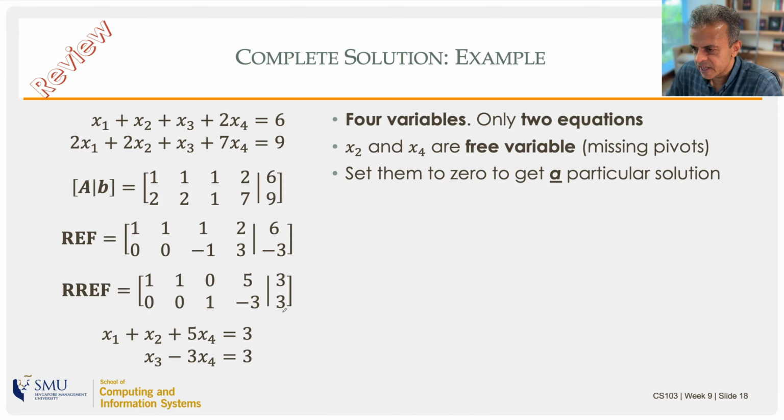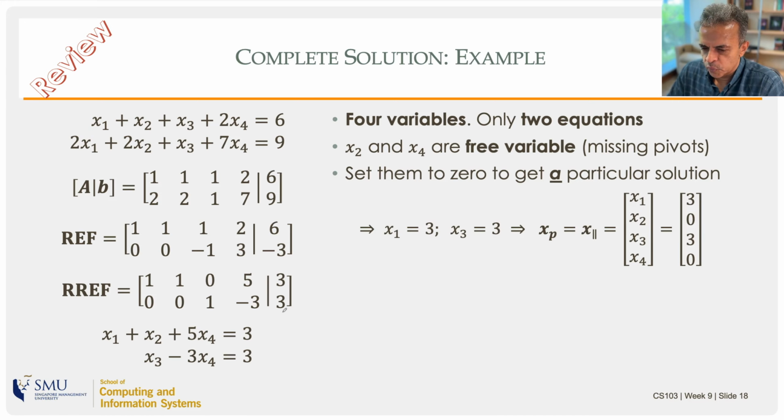What we do is to set the free variables to 0 to get a particular solution. Remember, free variables, you're free to set to any value. So you can set them to 0. So x2 and x4, you can set them to 0. That would mean x1 equal to 3 and x3 equal to 3 because x2 is set to 0, x4 is set to 0. So that's a particular solution, what we call x particular or x parallel for reasons that will become clear later. So that looks like this.